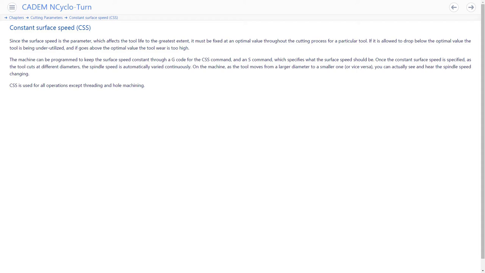Cutting speed depends on the RPM and the diameter at which you're cutting. If you're cutting at constant RPM, as you cut at various diameters, the cutting speed fluctuates. So sometimes you're cutting below optimum speeds and sometimes at above optimum speeds that result in high tool wear and poor workpiece quality. This is why it is preferable to cut at constant surface speed, also called constant cutting speed, or CSS.